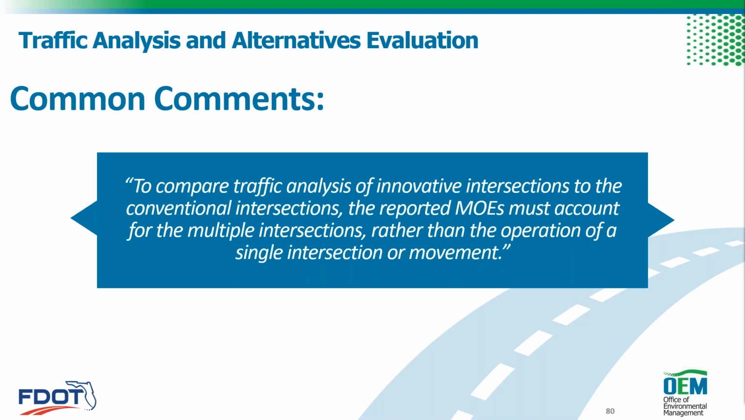Here's another one: compare traffic analysis of innovative intersections to conventional intersections. The reported MOEs must account for the multiple intersections rather than the operation of a single intersection or movement. So for instance, if you have two alternatives for an intersection, one is just a standard traditional signal, and the other one is like a MUT, median U-turn, you can't compare just the operations of the main intersection of the MUT. You need to account for the extra travel time with the rerouted movements at those U-turn intersections. And the HCM does provide a methodology to do this.